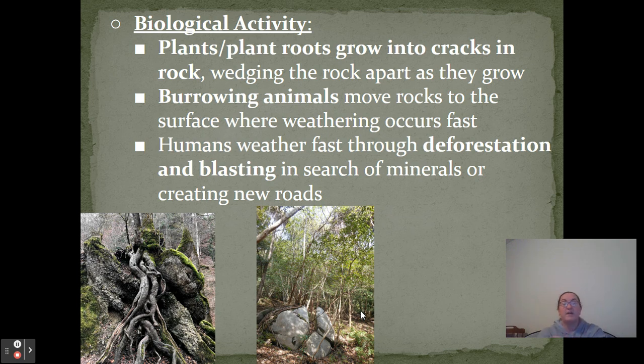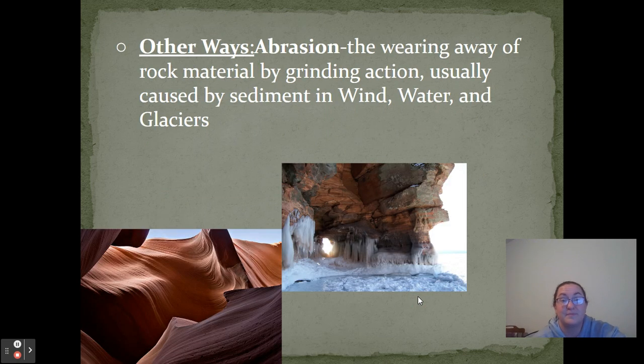Animals could start burying themselves in there or start pulling rocks apart, breaking them down a little bit. Humans, as we break things apart, especially with our forests and everything, or if we're using it for construction, that's another thing that we could do as we break these rocks apart.